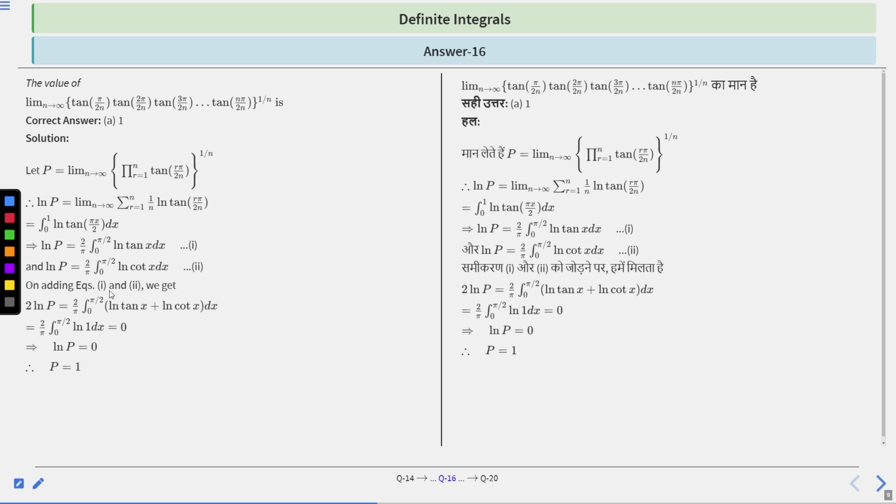Now, by adding equations 1 and 2, we get 2 ln P equal to 2/π times the integral from 0 to π/2 of (ln tan x + ln cot x) dx. Here ln tan x plus ln cot x is ln(tan x · cot x), so tan x and cot x cancel out. Therefore, it is equal to 2/π times the integral from 0 to π/2 of ln 1 dx, and ln 1 is 0. Therefore, ln P is equal to 0, so P is equal to 1.